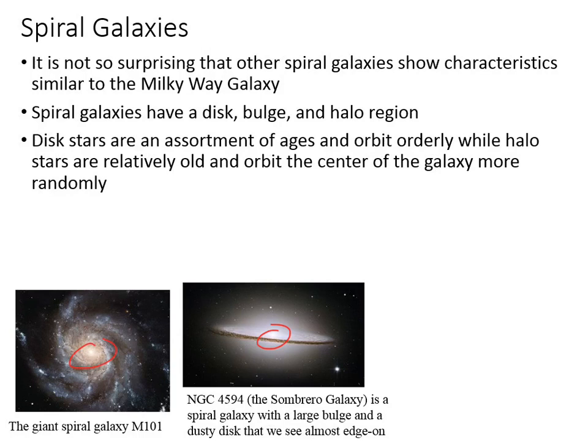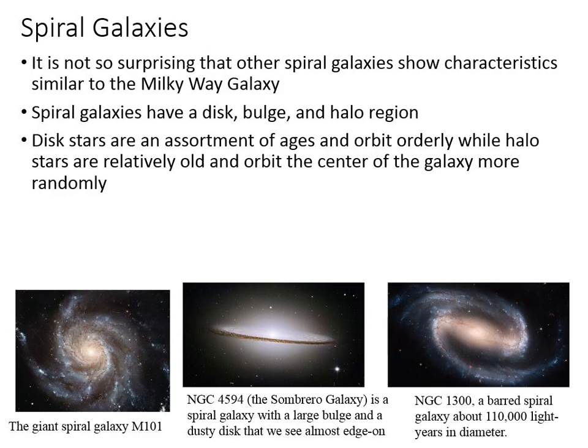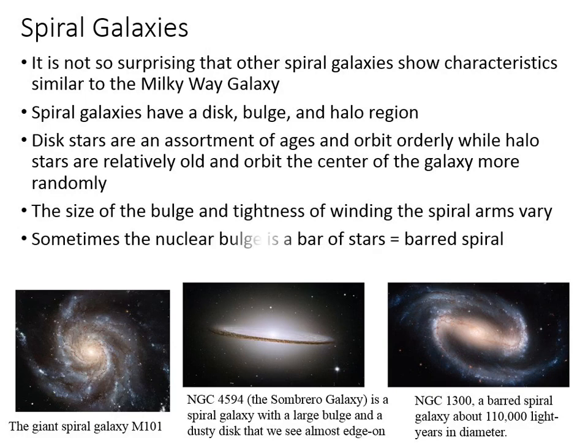Our Milky Way galaxy, we think, is a barred spiral galaxy. This third one up here has a bar of stars extending from the nuclear bulge, and then we have the major spiral arms coming off of those. We think that the Milky Way is that way.